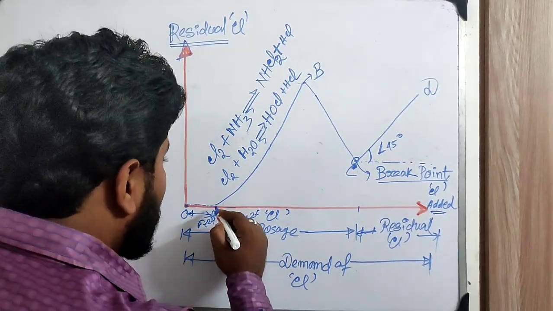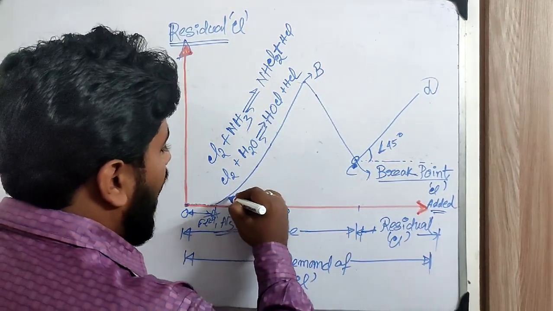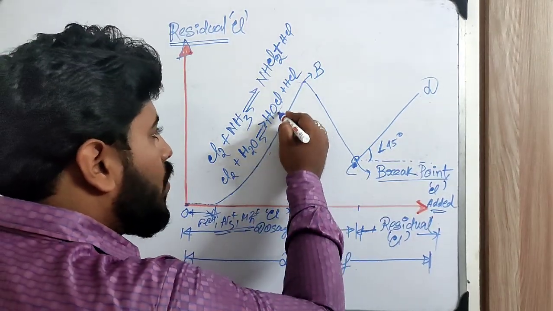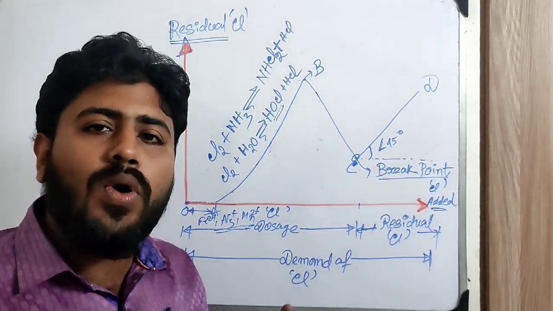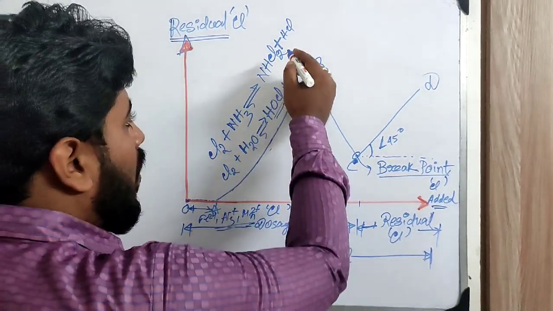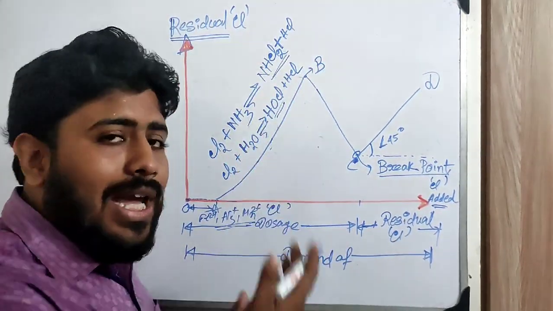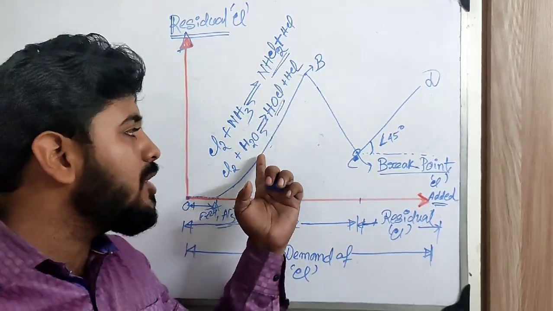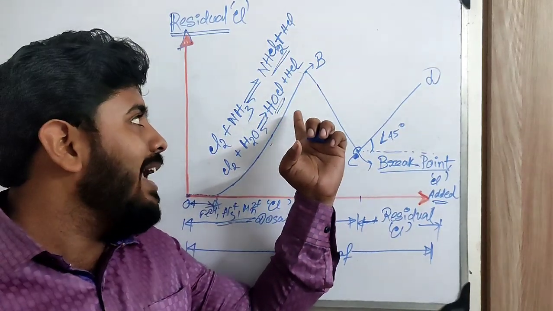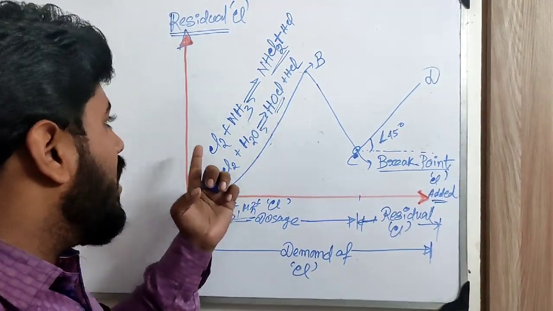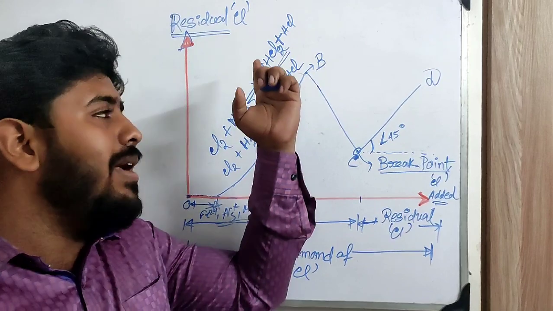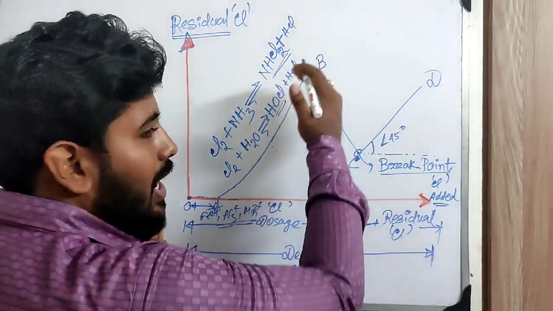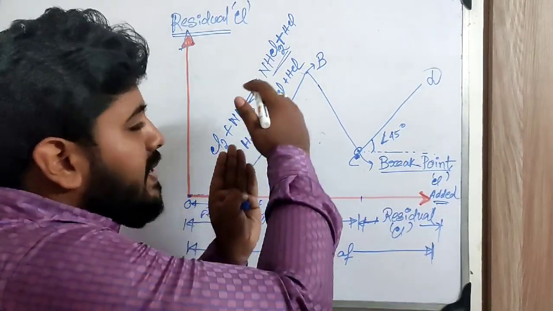And in this AB zone, you can see the graph is increasing. Why? Because of the formation of HOCl, that means hypochlorous acid, as well as chloramine, NHCl2, which is actually dichloramine. Chlorine reacts with water and forms HOCl. At the same time, chlorine reacts with ammonia and forms NHCl2. So these formations are happening in this AB zone. That is why the graph is increasing.